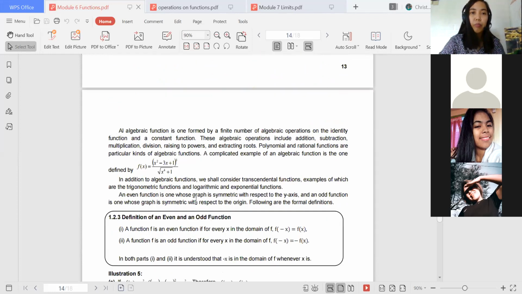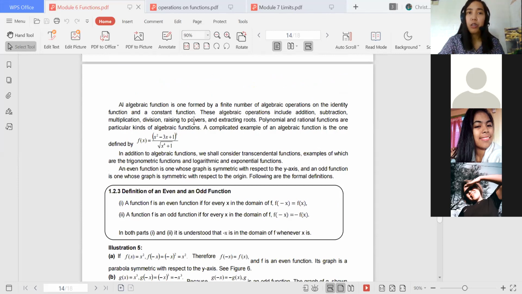And an algebraic function is one formed by a finite number of algebraic operations on the identity function and a constant function. We already know the identity function, we already know the constant function. They are under algebraic or polynomial functions. So these algebraic operations include addition, subtraction, multiplication, division, raising to powers, and extracting roots. So these are the operations we do in algebra. And then polynomial and rational functions are particular kinds of algebraic functions.